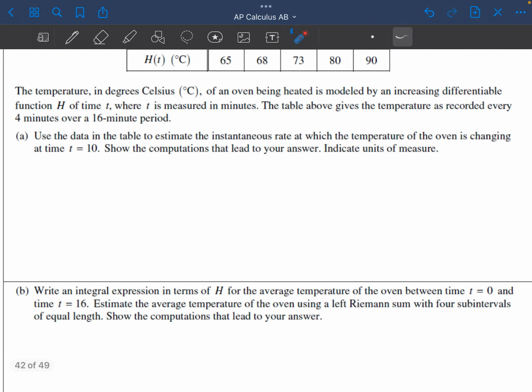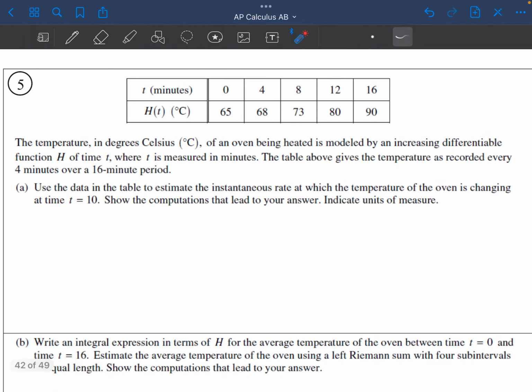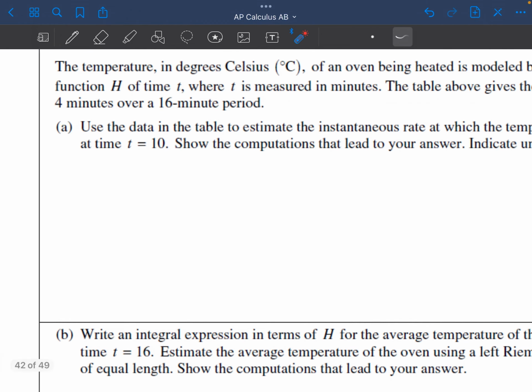So just moving on to part A, trying to estimate an instantaneous rate. We're trying to estimate a capital H prime, because capital H, right? So H prime of 10, how do we do that? Well, notice that 10 is in between 8 and 12. It should be somewhere right about here. So I'm going to use these 2 values and these 2 values, all 4 of those, to estimate H prime of 10.